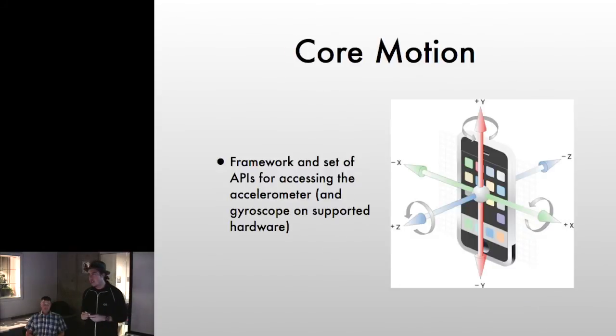Core Motion is a set of frameworks for accessing the accelerometer and the gyroscope if it's available on the device. That way you can get very precise positioning of the phone, especially if you have the gyroscope, getting the tilt, the yaw, and all those different rotation parameters to really precisely determine what direction your phone is facing.